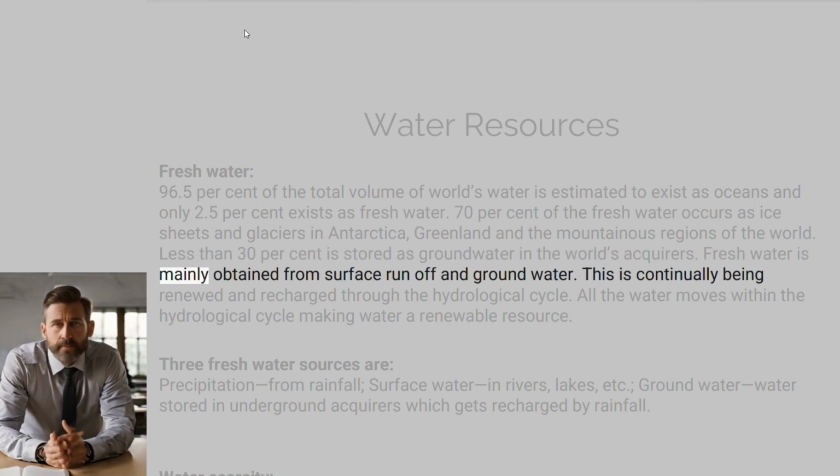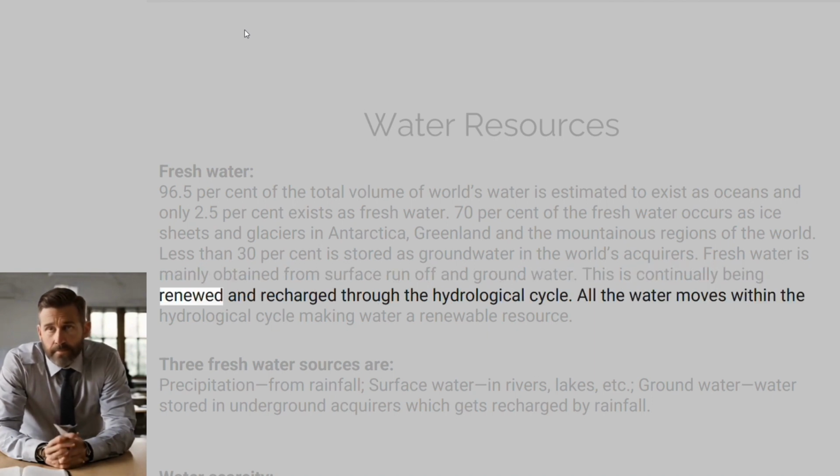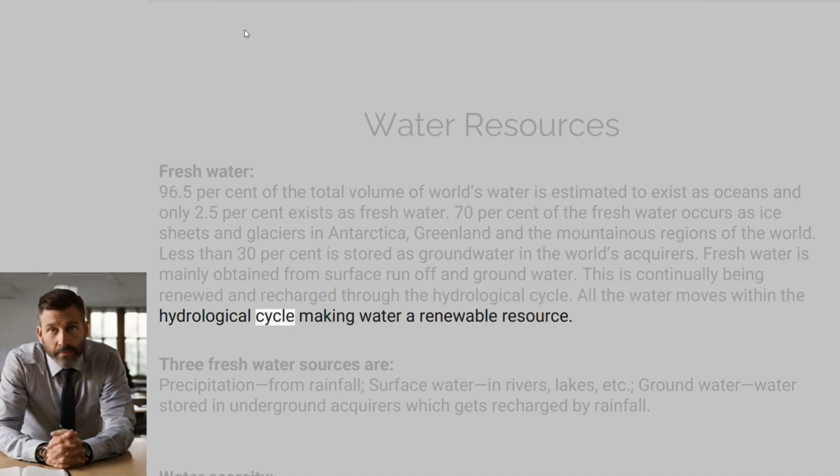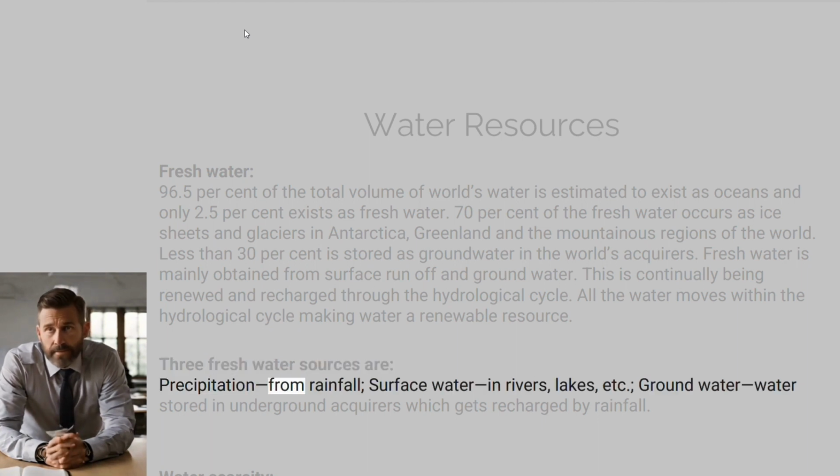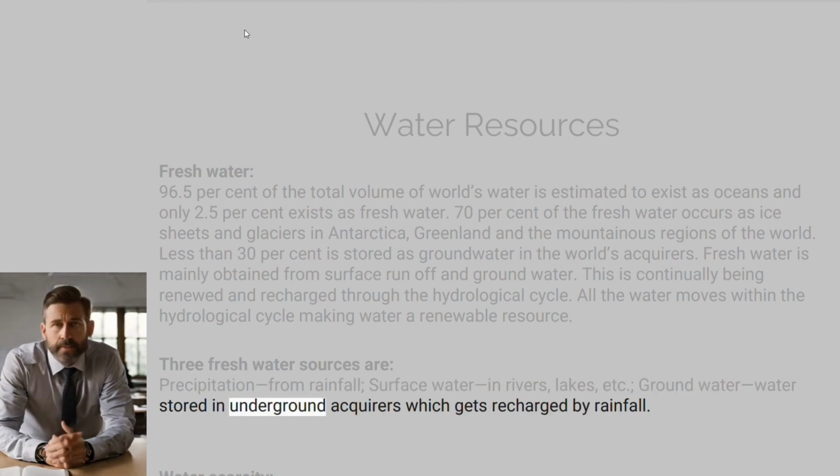Fresh water is mainly obtained from surface runoff and groundwater. This is continually being renewed and recharged through the hydrological cycle. All the water moves within the hydrological cycle, making water a renewable resource. Three fresh water sources are precipitation from rainfall, surface water in rivers, lakes, etc., and groundwater, water stored in underground aquifers which gets recharged by rainfall.